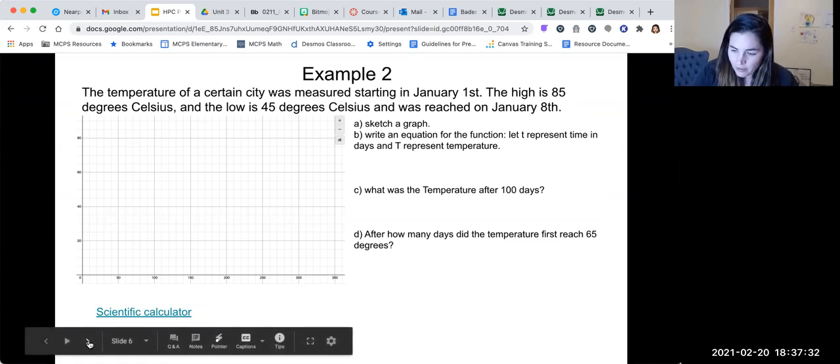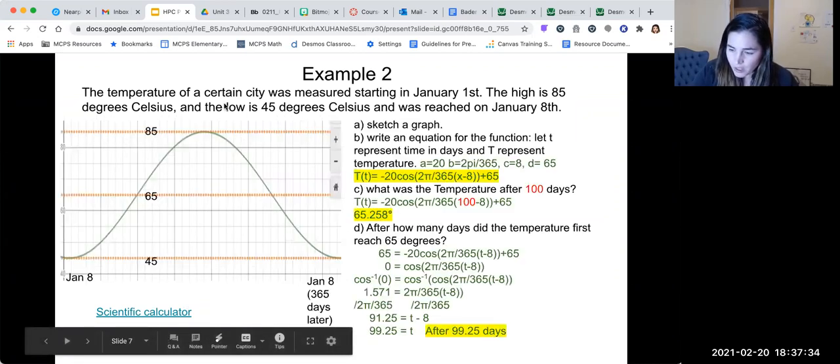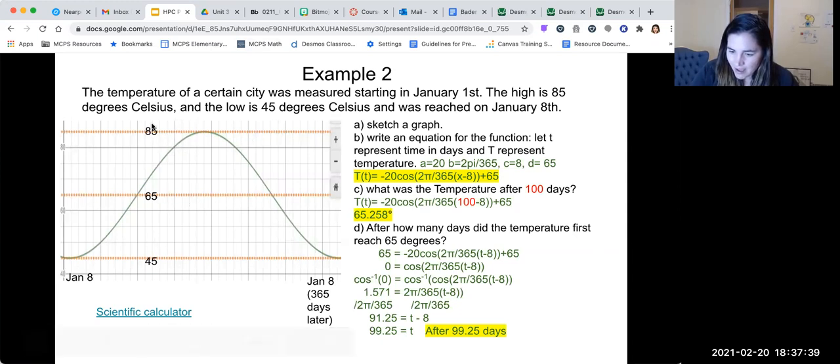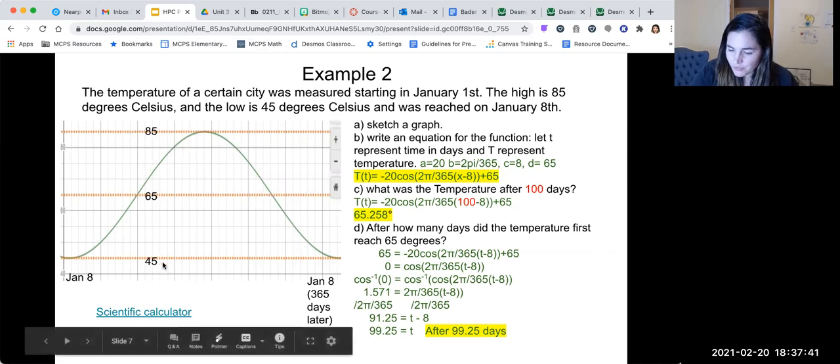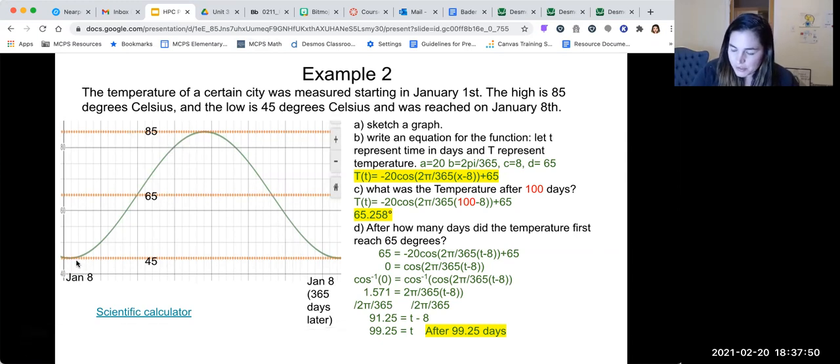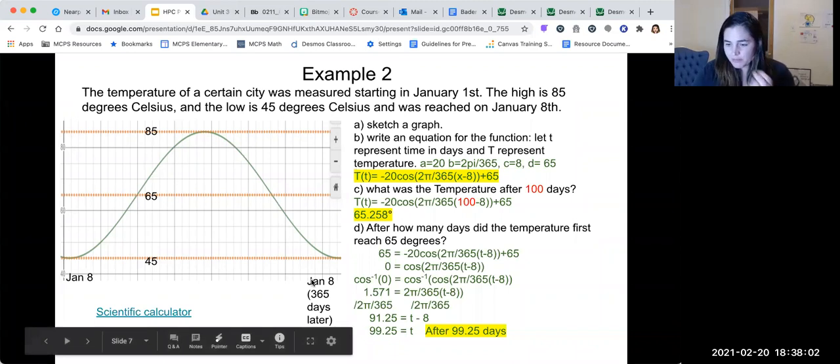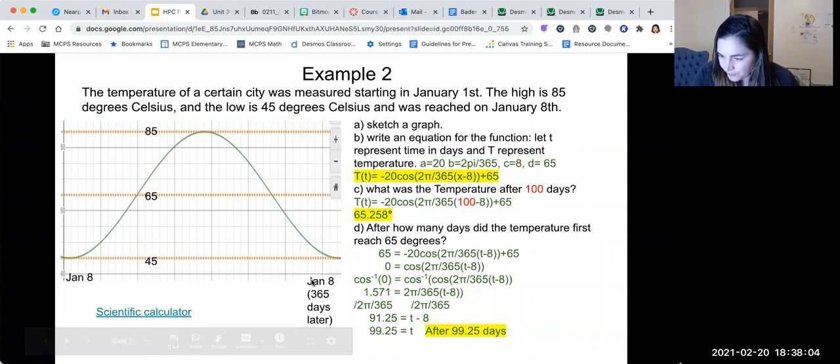Since this is a video, I'm going to give you sort of the work for it. So we've sketched a graph here. We can see that the high was 85 degrees, the low was 45 degrees, and we start and end our wave at January 8th, okay? So we have everything that we need to write the function. We have our amplitude, which is 20, right? 85 minus 65. B would be 2 pi over 365 because we're dealing in days now.